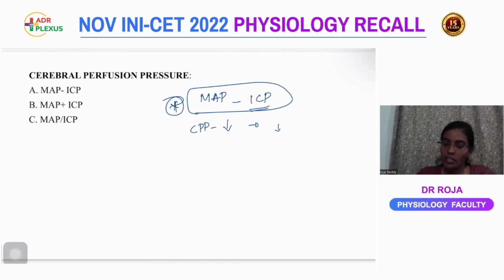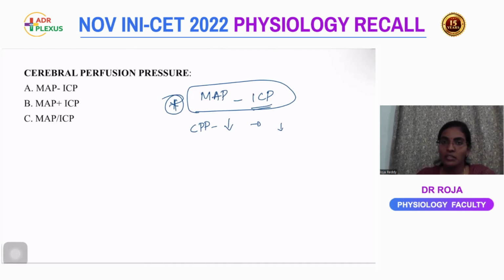Or if the mean arterial pressure is reduced somehow, then also the cerebral perfusion pressure will fall. And when can the mean arterial pressure be reduced? Whenever there is decreased cardiac output or decreased blood pressure, mean arterial pressure will also fall. It means the perfusion pressure will fall, so the blood supply to the brain tissue is also reduced. So that's about the cerebral perfusion pressure.